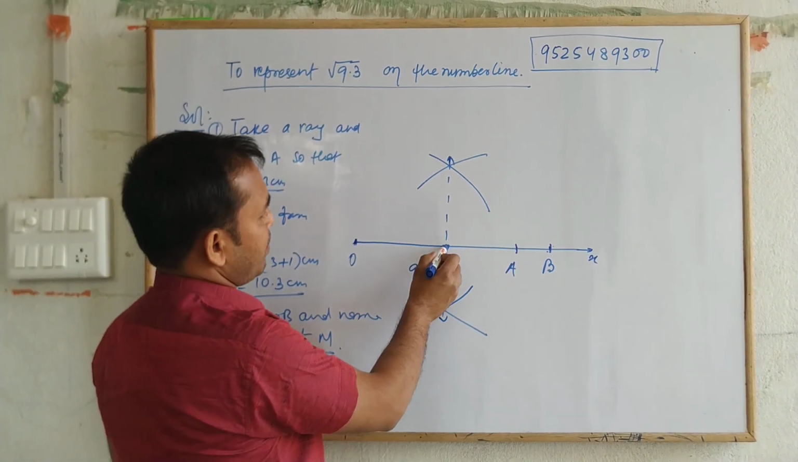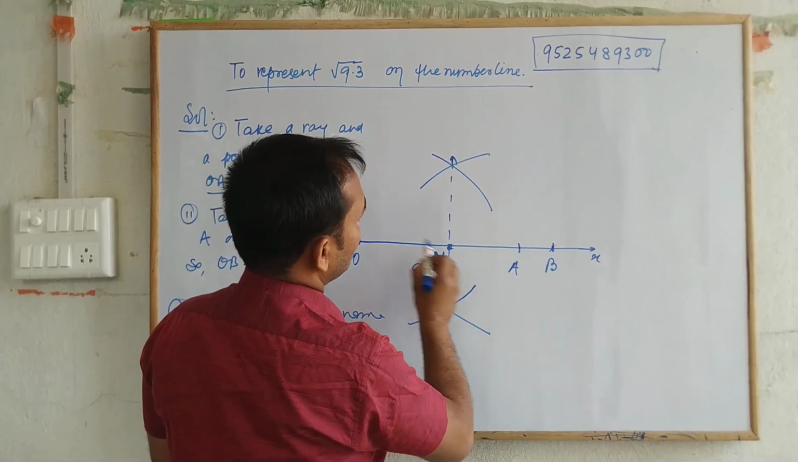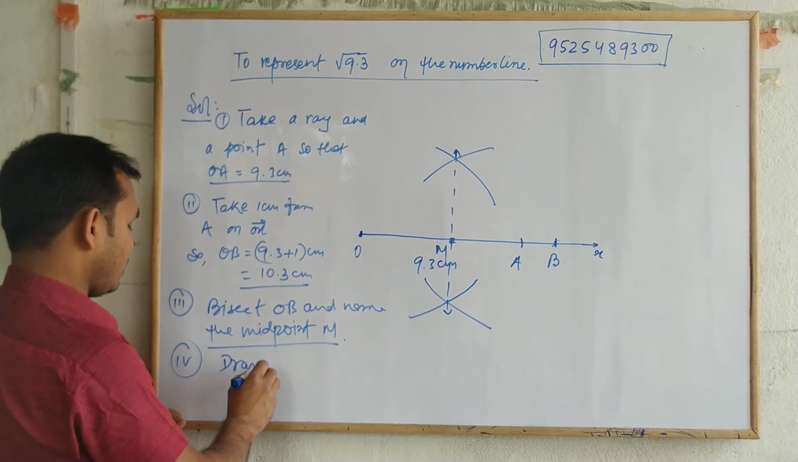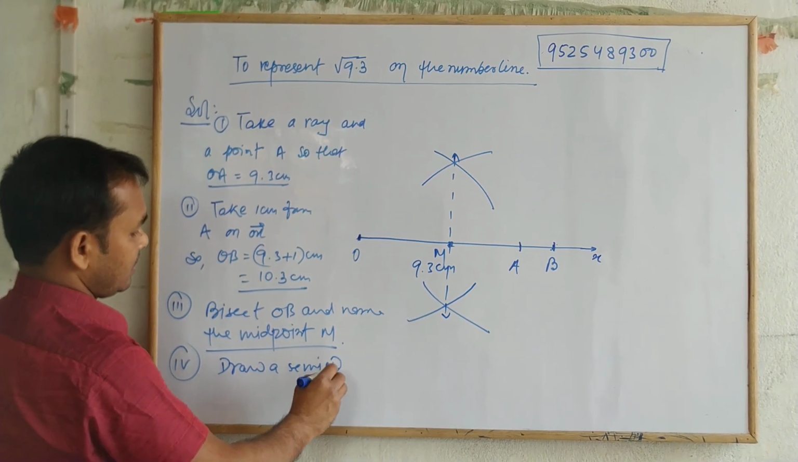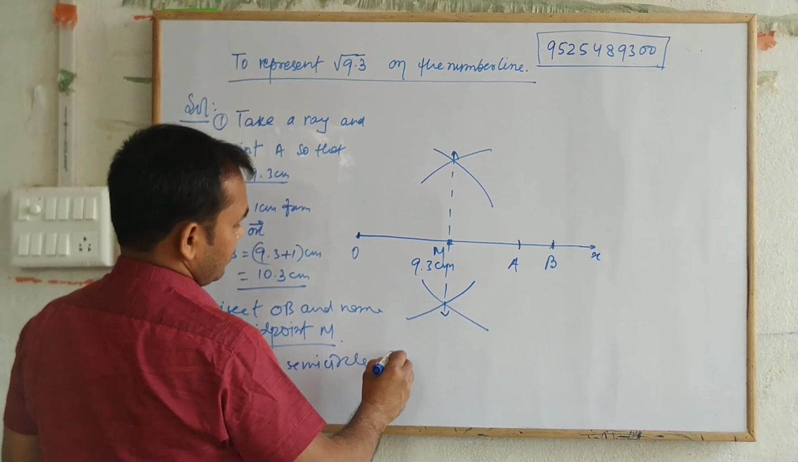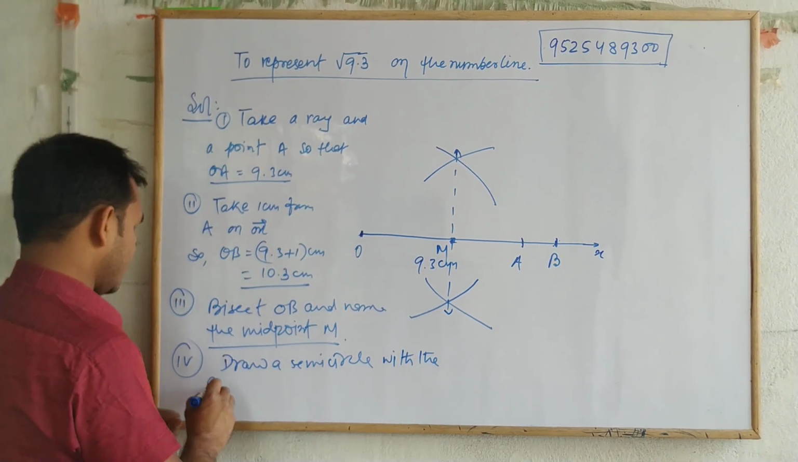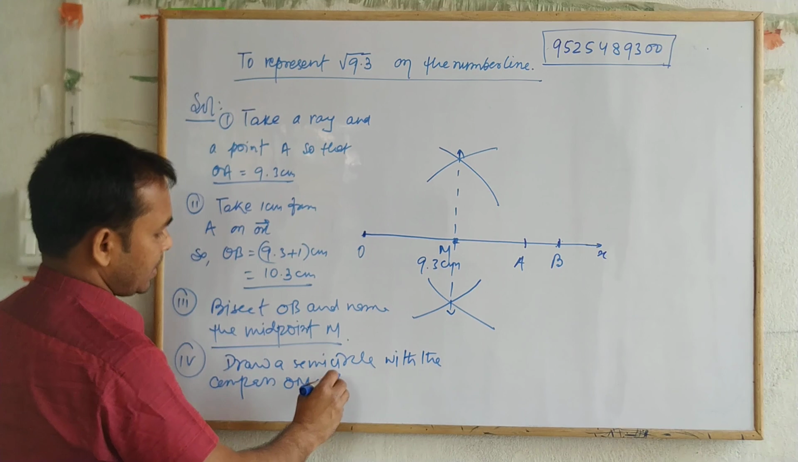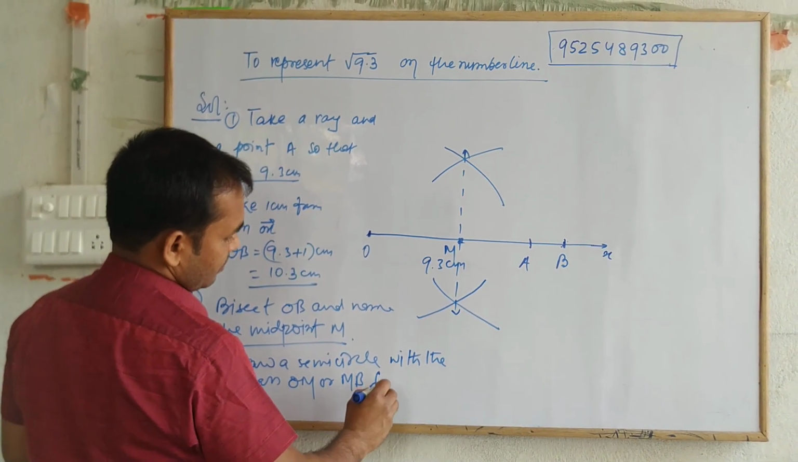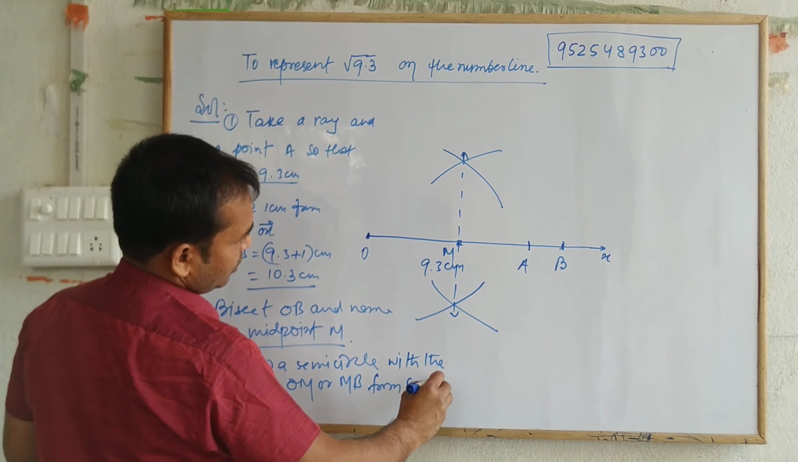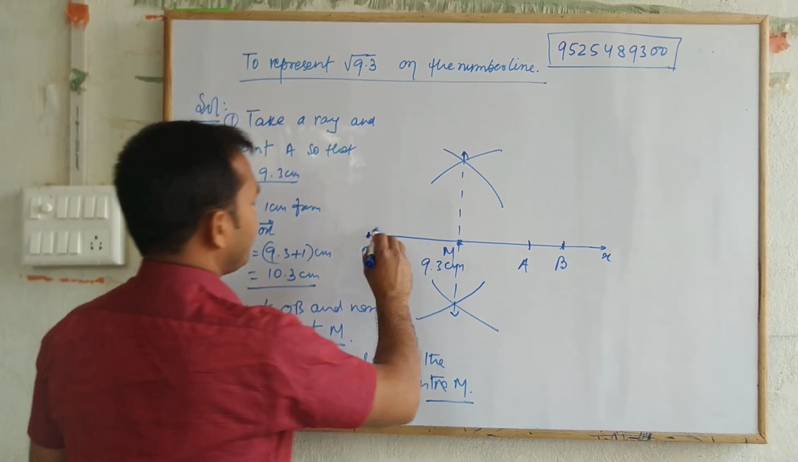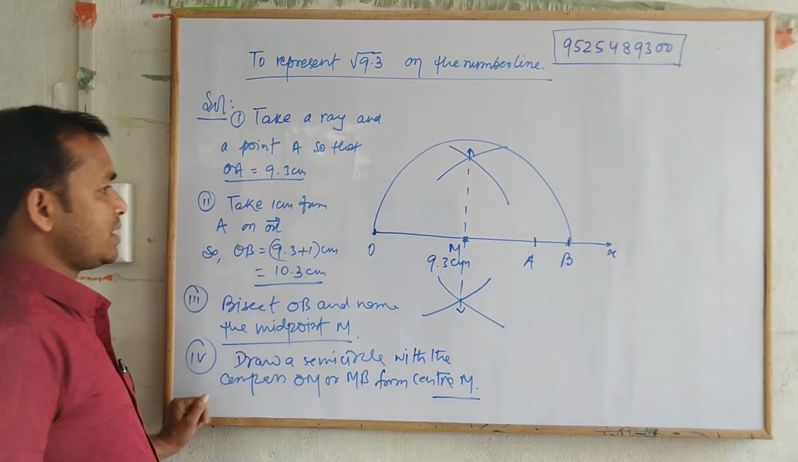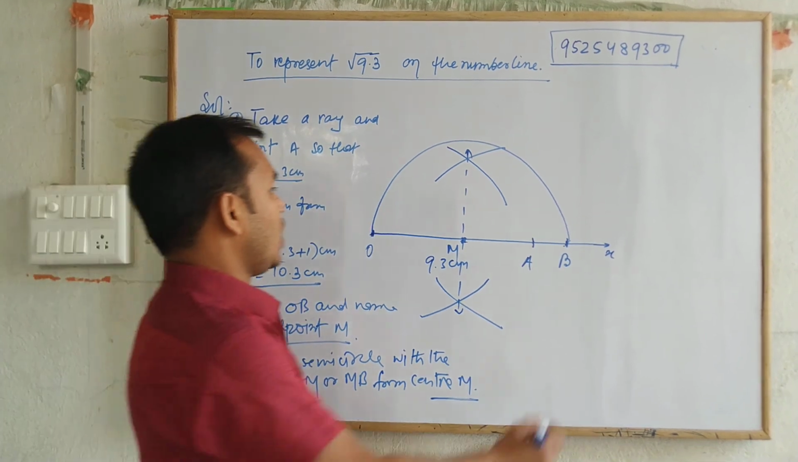Step 4: now take the compass equal to OM or MB, and draw a semicircle with the compass OM or MB from center M. This is OB.